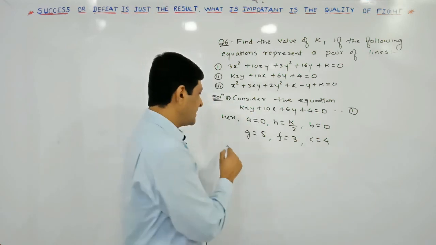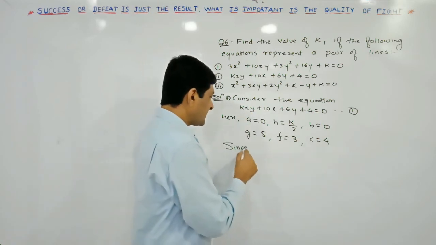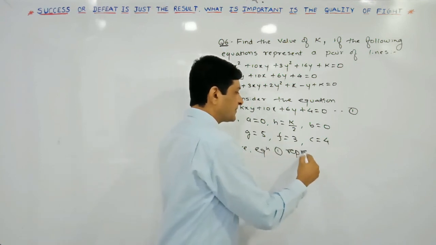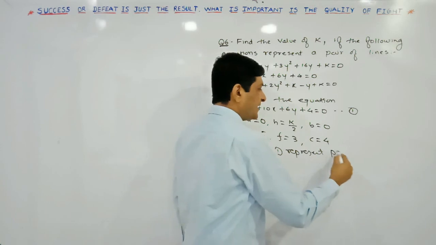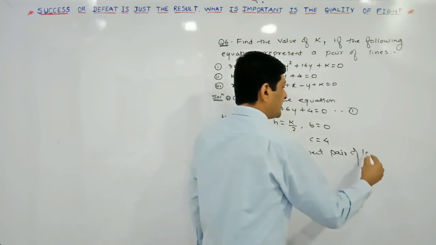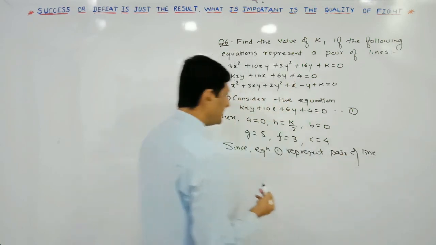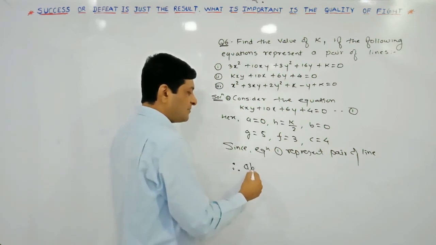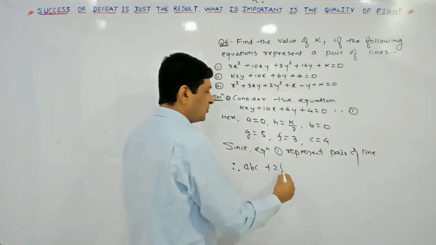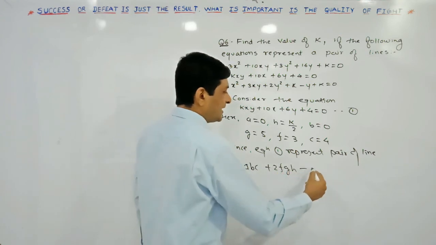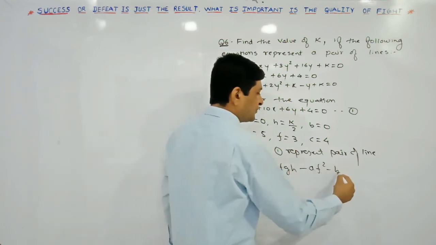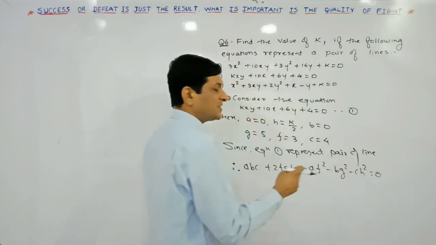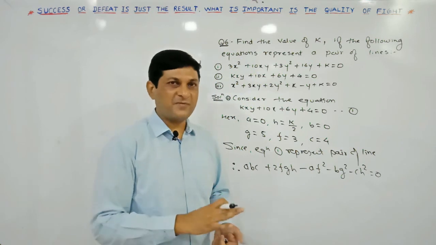A pair of straight lines. So since the equation first represents a pair of lines, therefore which condition is satisfied if this equation represents a pair of lines? That abc plus 2fgh minus af square minus bg square minus ch square is equal to 0. So this expression we have got after simplifying the determinant.